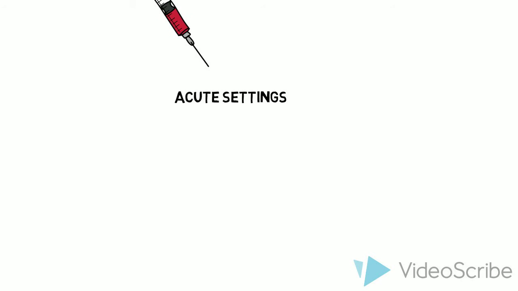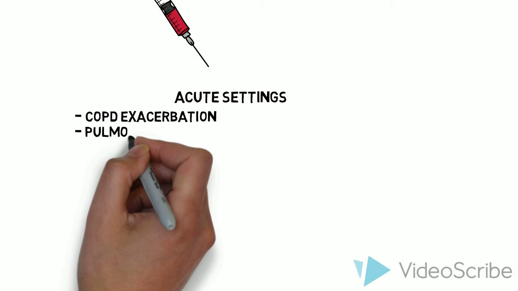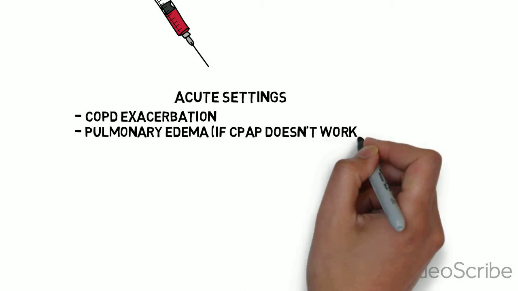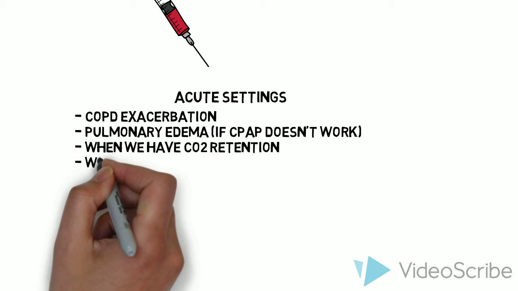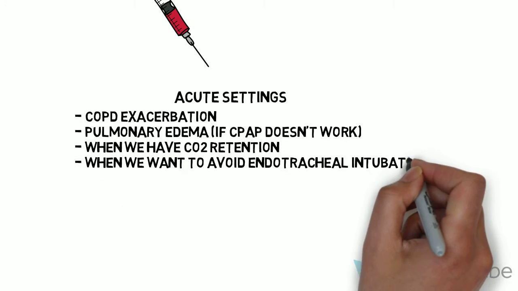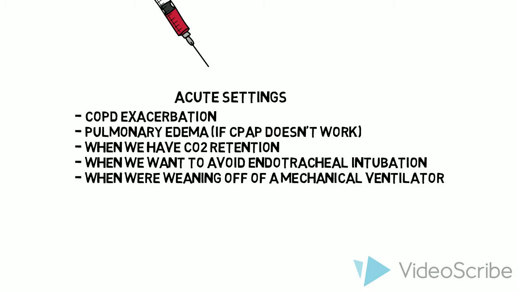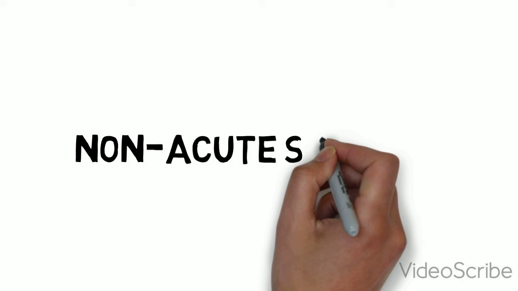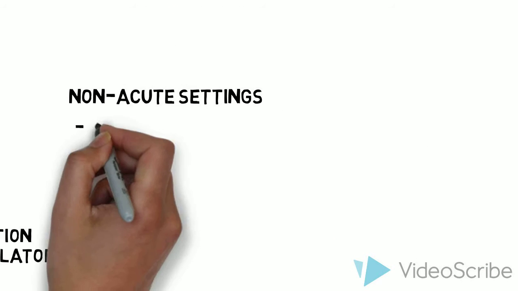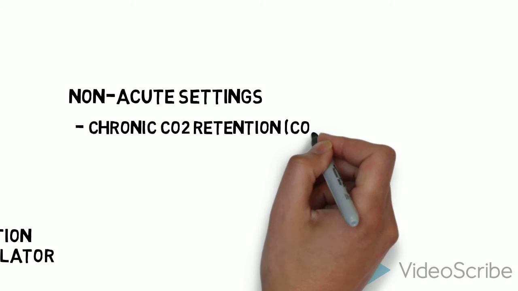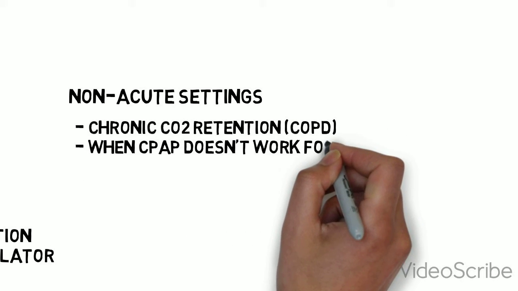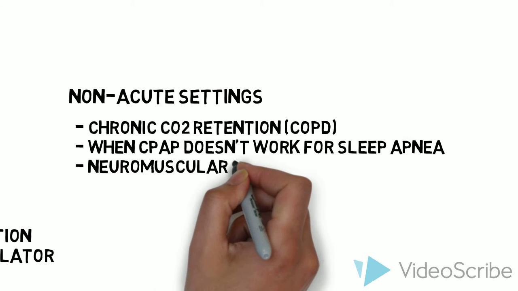In acute settings, we'll often see BiPAP used for COPD exacerbation, pulmonary edema, CO2 retention, and when we want to avoid endotracheal intubation. In non-acute settings, we often see it used with chronic CO2 retention, such as COPD, when CPAP doesn't work for sleep apnea, and in neuromuscular disease.